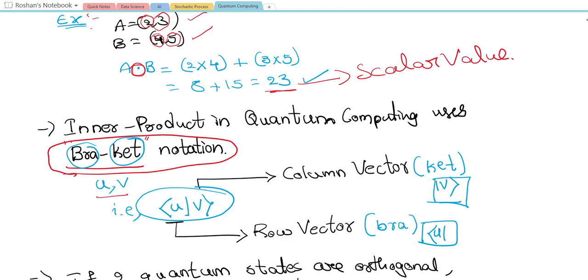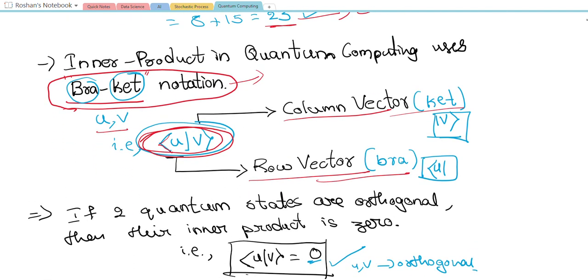Suppose we are having two vectors u comma v. So in bracket notation, u comma v will be represented in this format, where the first vector is called a row vector and the second vector is called a column vector. Earlier I said it is represented with bracket notation, right? So row vector is called bra and column vector is called ket.